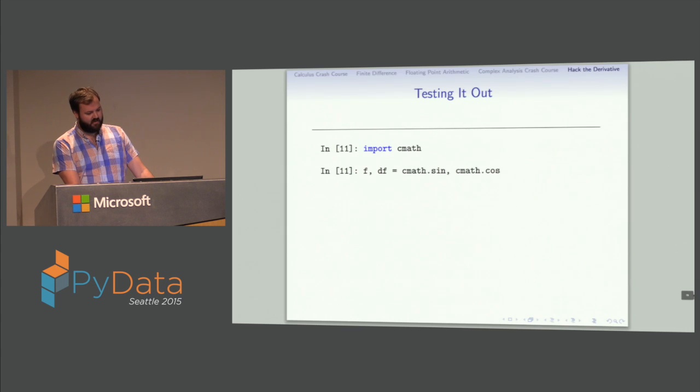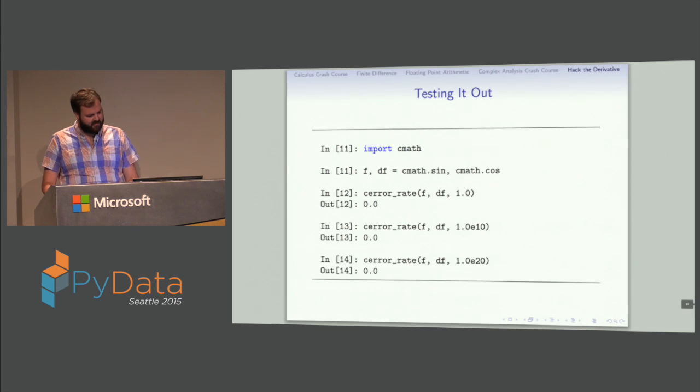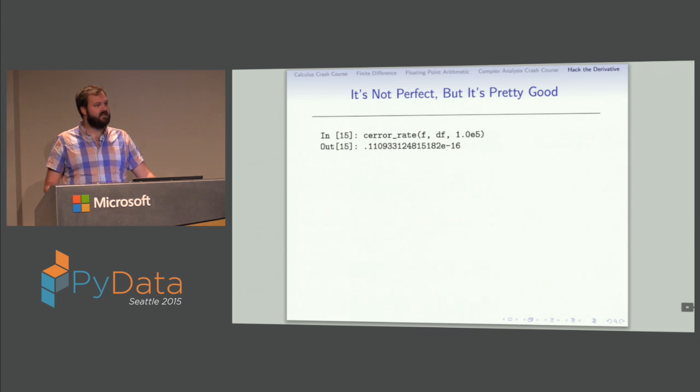So what if we check it out on the sine and cosine? The one trick here is that Python has a cmath package that allows for complex implementations of functions like sine, cosine, the exponential function, square root, and things like that. We need functions that take complex numbers. For sine and cosine we get 0.0, 0.0, 0.0. Now, this is pretty good, but it's not perfect.